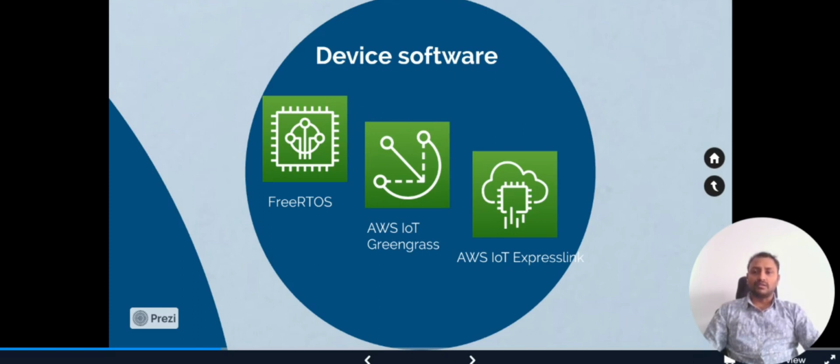FreeRTOS is used to deploy an operating system for microcontrollers that makes small, low-power edge devices easy to manage. AWS IoT Greengrass is a service used to build, deploy, and manage intelligent IoT applications at the edge with an open source edge runtime and cloud service. AWS IoT ExpressLink service is used to quickly transform any embedded devices into an IoT connected device with minimal design effort using this hardware module.